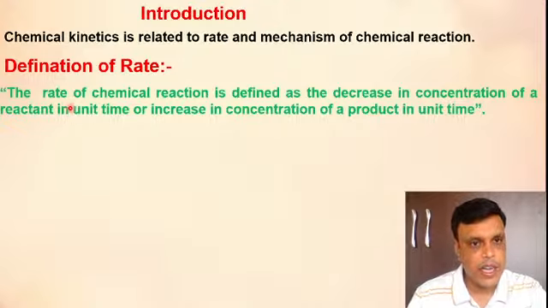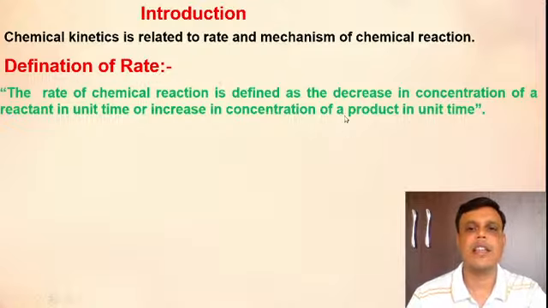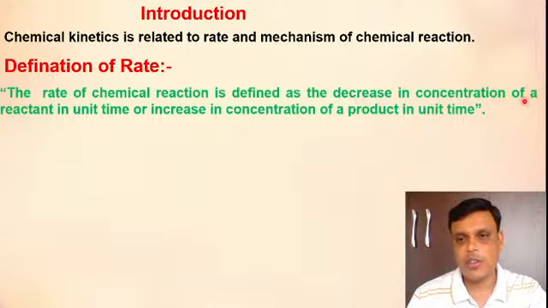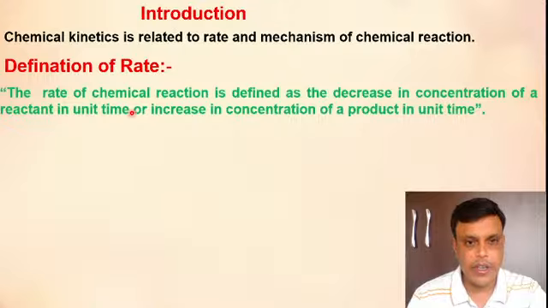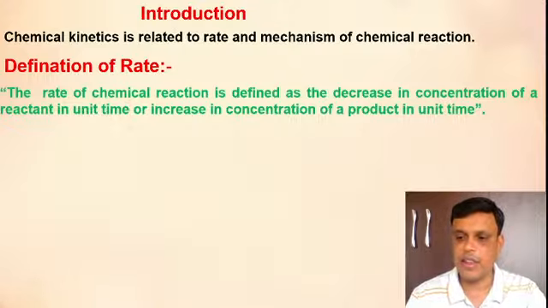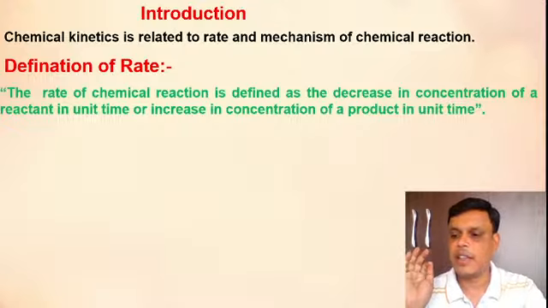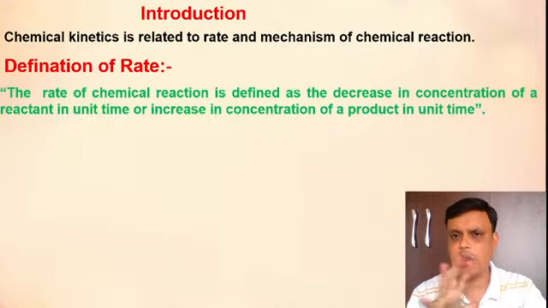The rate of a chemical reaction is defined as the decrease in concentration of a reactant in unit time. Someone is saying reaction carried out versus time. Correct, it is related to time and to the concentration of the reactant.